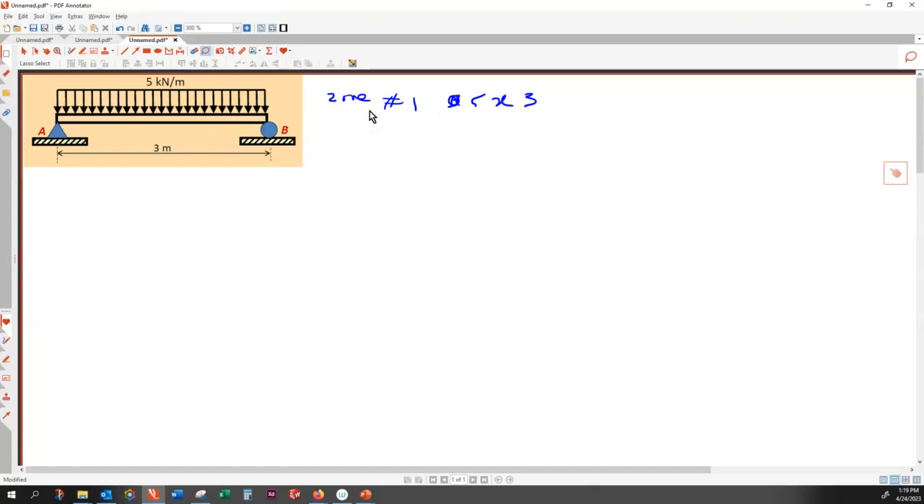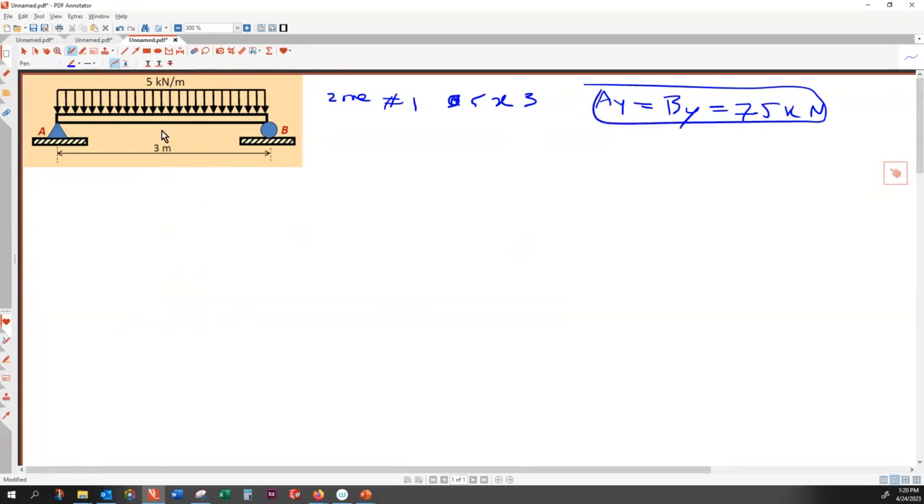So here, I only need to make one free body diagram because there is one zone. So let me make the free body diagram for that. First thing first, I have to find the reactions. The reaction A of Y is equal to B of Y. The resultant is 5 kilonewton multiplied by 3 is 15. So you divide 15 by 2, that is 7.5 kilonewton, right? So that is easy enough.